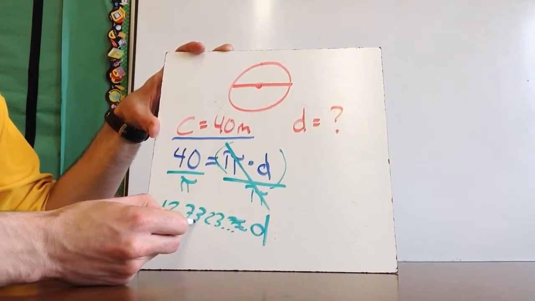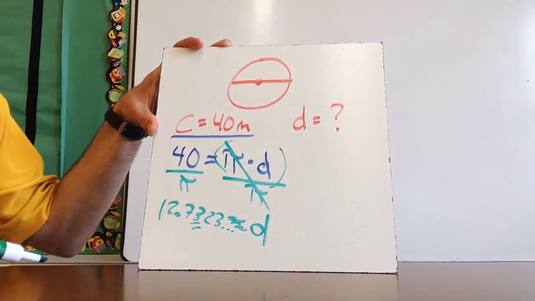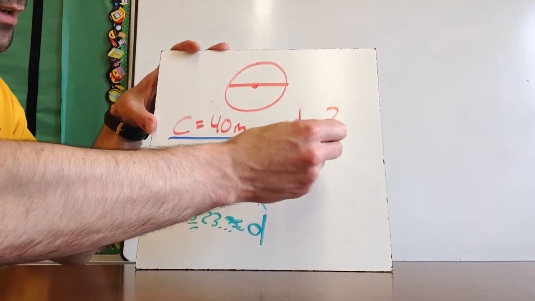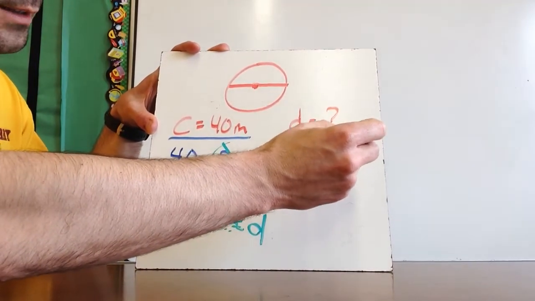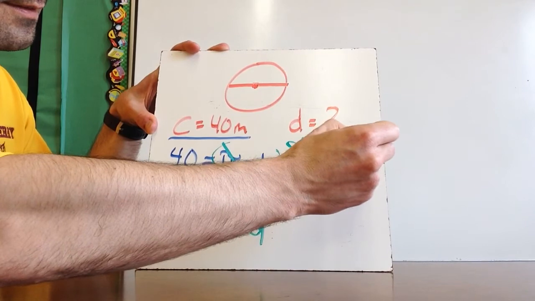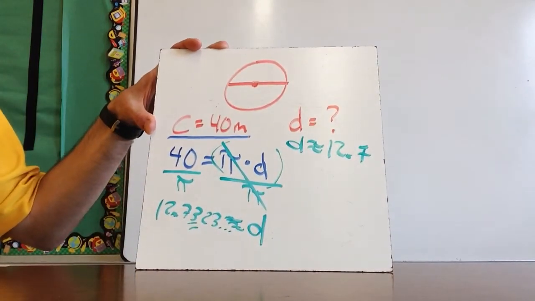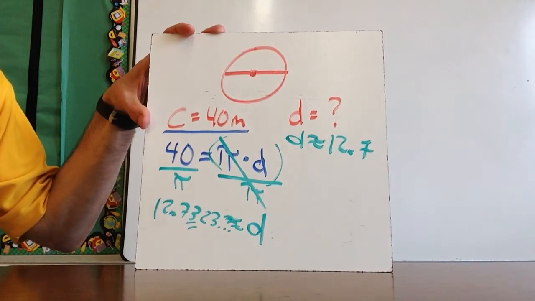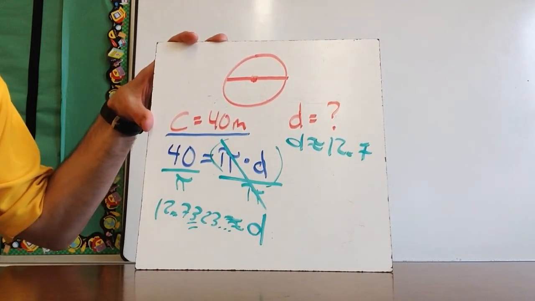12.7323... And so this 3 tells me that if I'm rounding to the nearest tenth, I should leave the 7 alone. And so the diameter is approximately 12.7. Okay, now if I wanted to find the radius, because sometimes they're going to ask you the radius, remember all I would then have to do here is divide by 2 again.